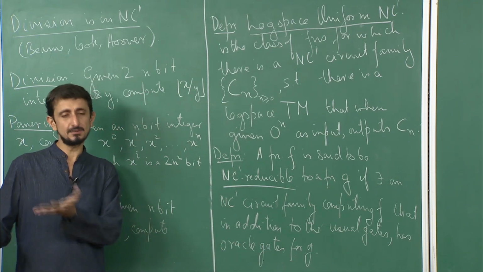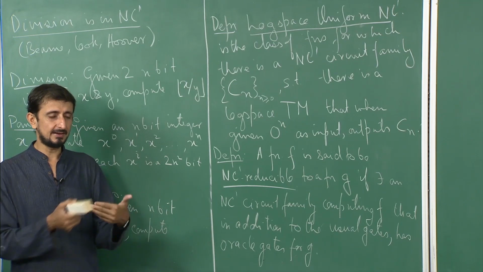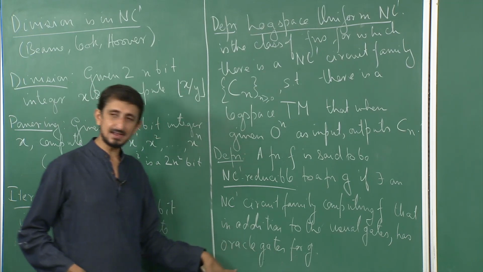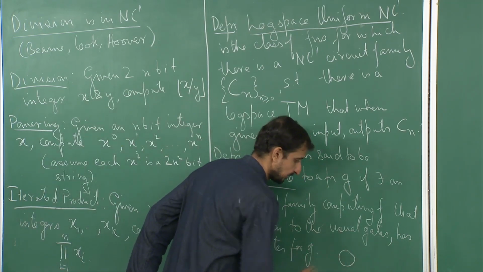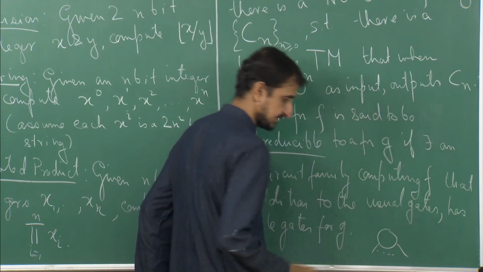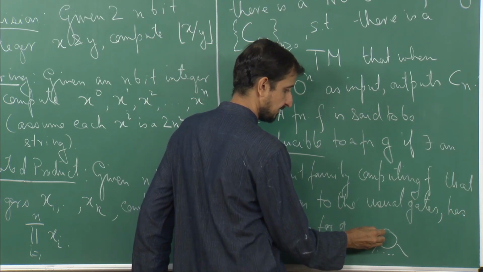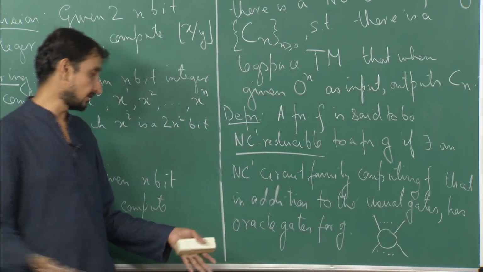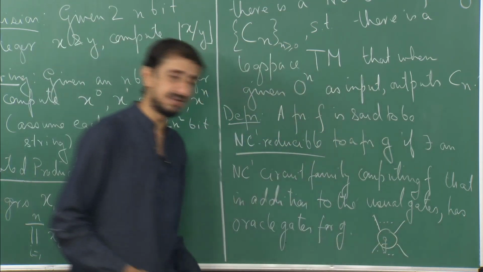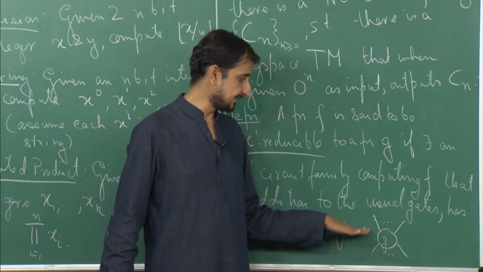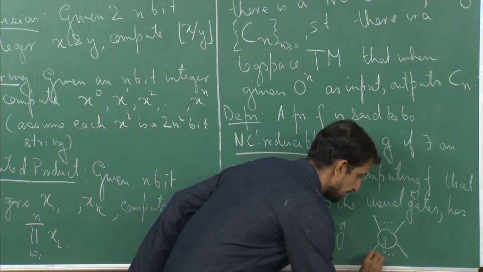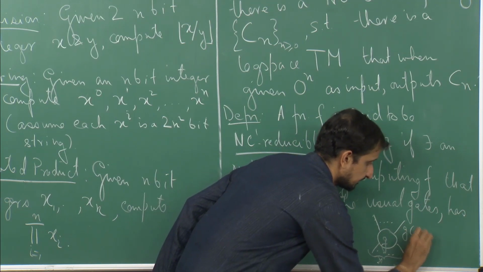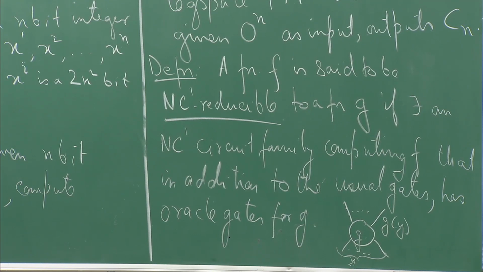G is a function, and G can be any function. You can think of G as taking a string and outputting some other string. So an oracle gate for G is essentially a gate which takes as input some bits, let's say some y, and outputs the string G of y. So this is what an oracle gate is.